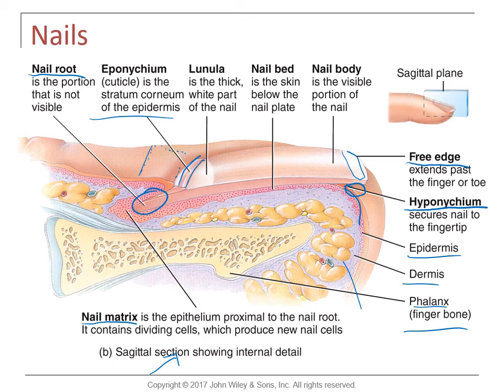Here we have this thing which has a moon shape, which is called the lunula, the thick white part of the nail. Here we have the nail bed, the skin below the nail plate, right under it here. And then here, this top layer is the nail body, which is the visible portion of the nail.